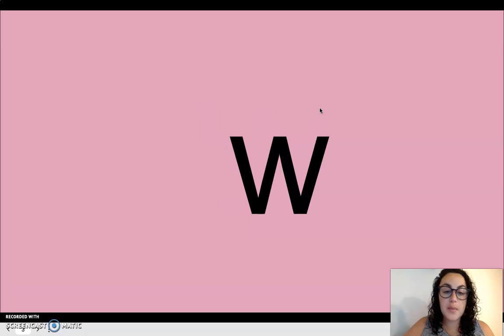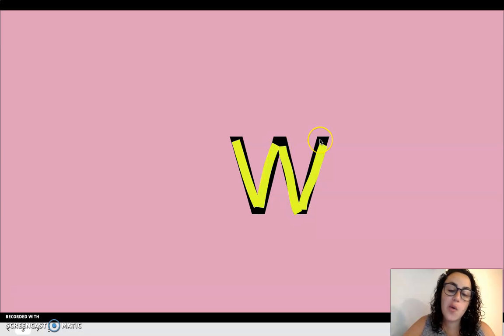A lowercase w follows the same pattern. It's just shorter. So it's easy to connect them because they look very similar. We go down, up, down, up. The only difference is that the height of them is a little bit shorter. So that's a lowercase w.